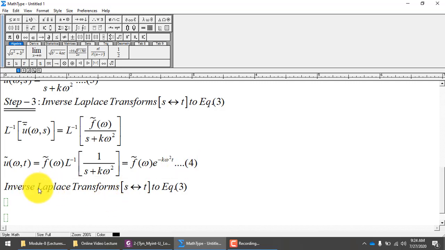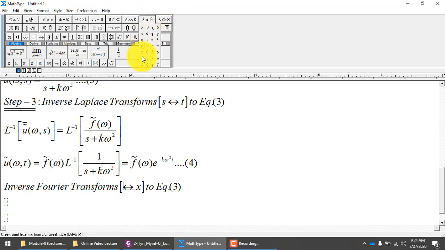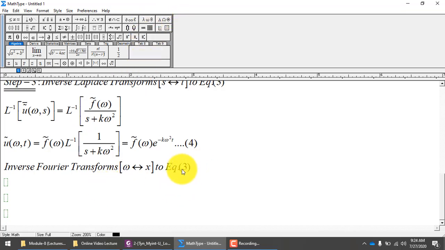So inverse Fourier transform, and what it will actually do is change omega to x. It will give you back the variables, and we are applying it to equation 3 to equation 4. When you apply Fourier transform to both sides, first write the symbolic representation. Always try to be at the very basic level, because then you will not make mistakes.